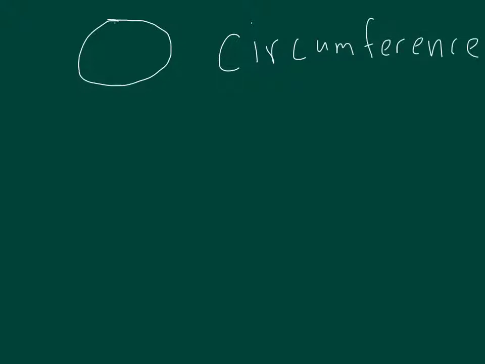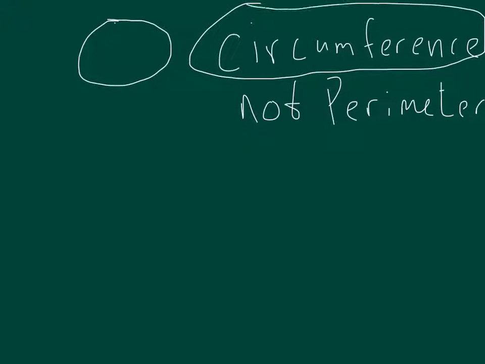Circumference. That is what you are finding. You are not finding the perimeter. Circumference, not perimeter. And there is a formula to find circumference. There's actually 2 different ones. I'll give them both to you right now.